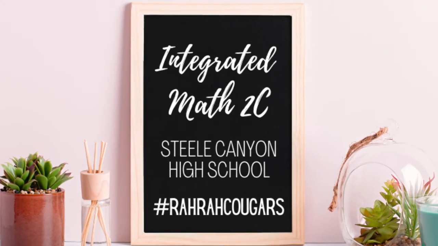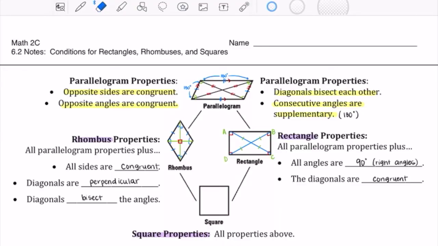Everyone, so today we're going to be doing the notes for section 6.2. This section is on conditions for rectangles, rhombuses, and squares.